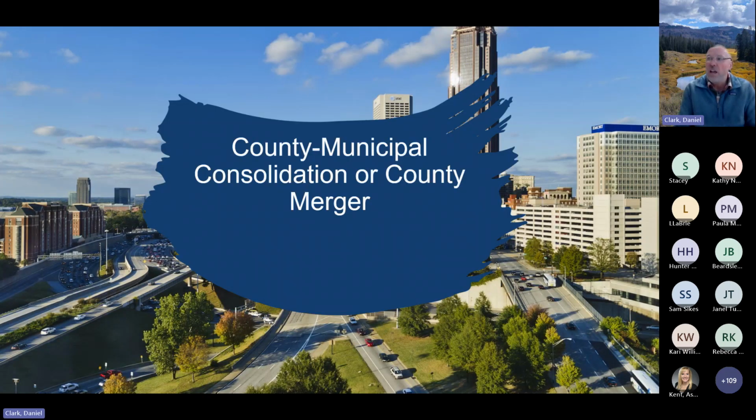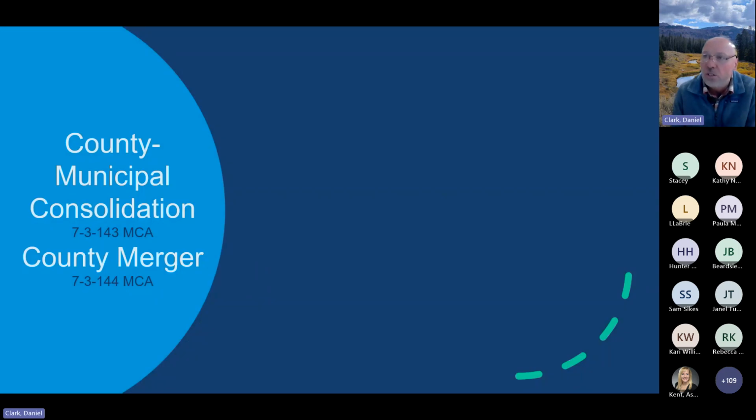So consolidation, county merger, there's the sections here. Consolidation is 7-31-43. Merger is 44. They basically say about the same thing. I've tried to condense the language. It's pretty dense, but it's not an easy walk through the park just saying, hey, we're going to change your name and get rid of the city town limits.